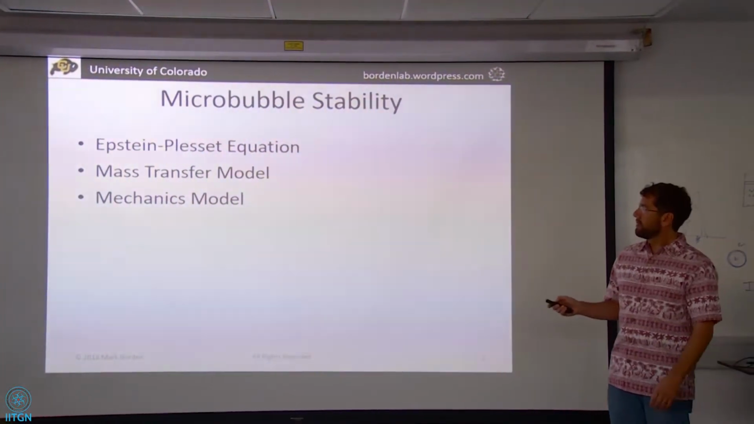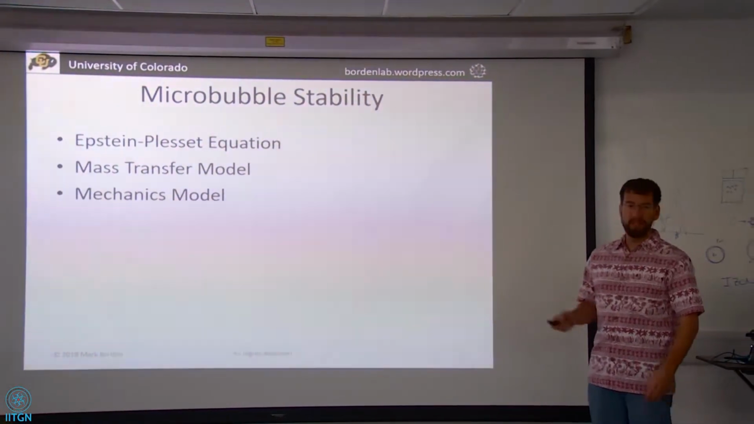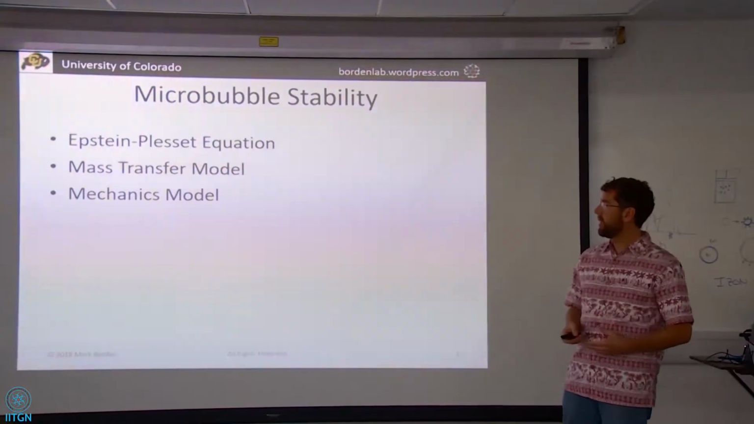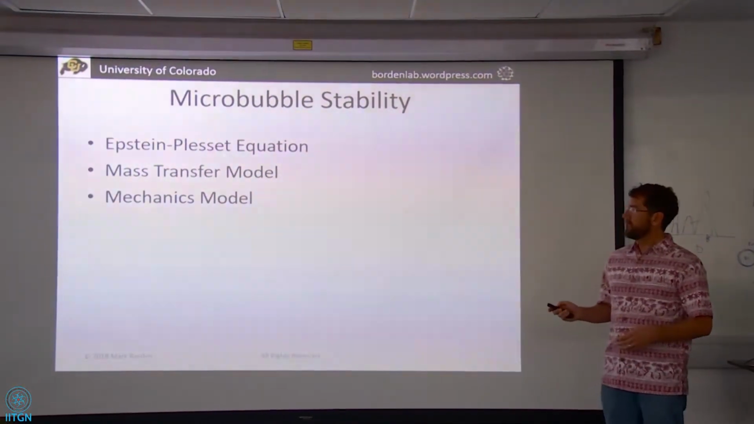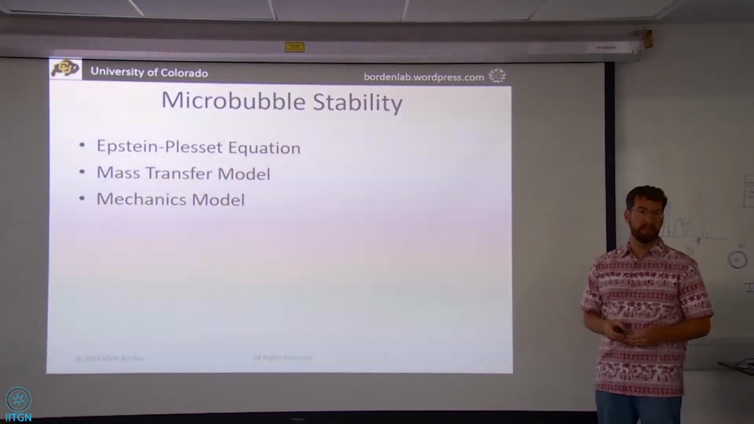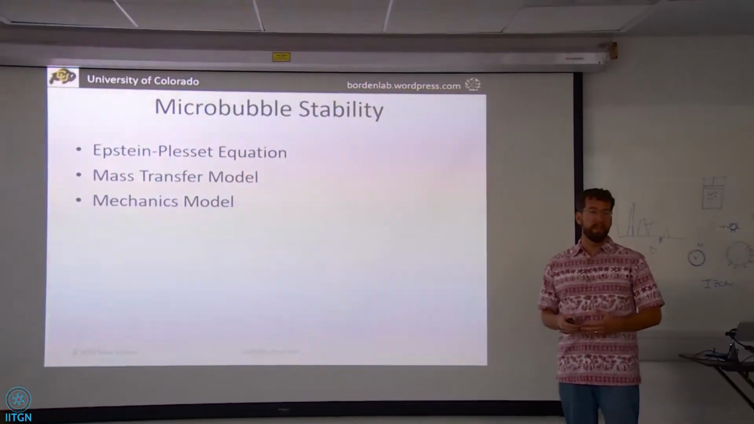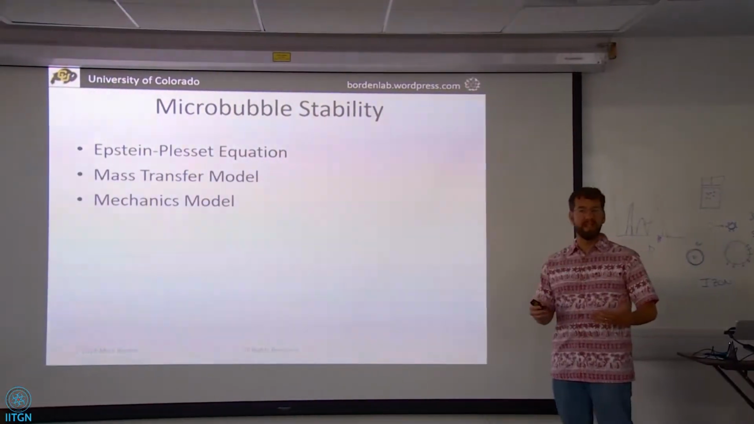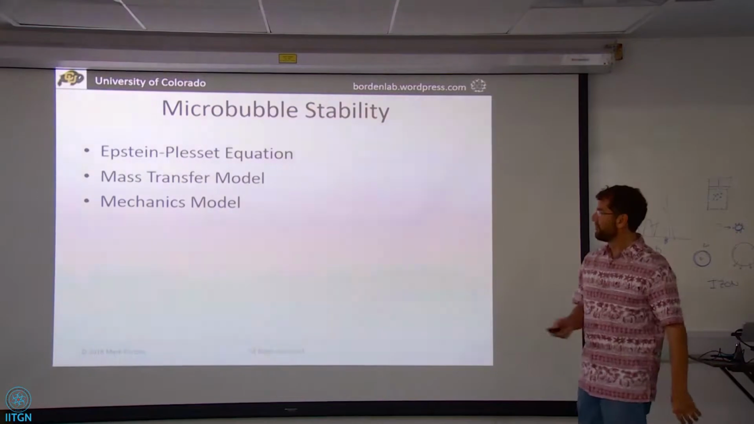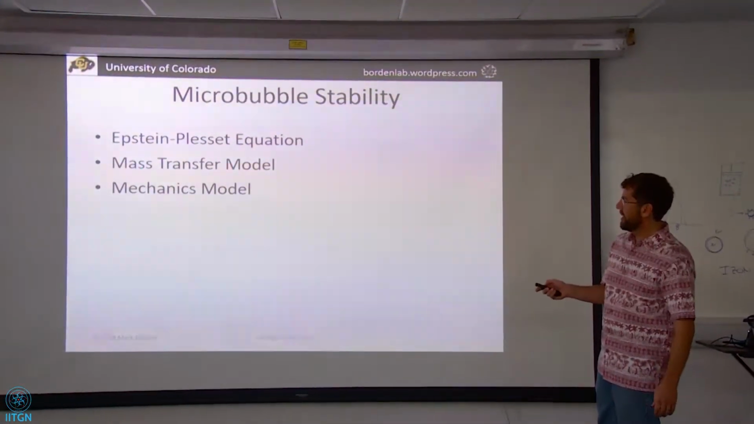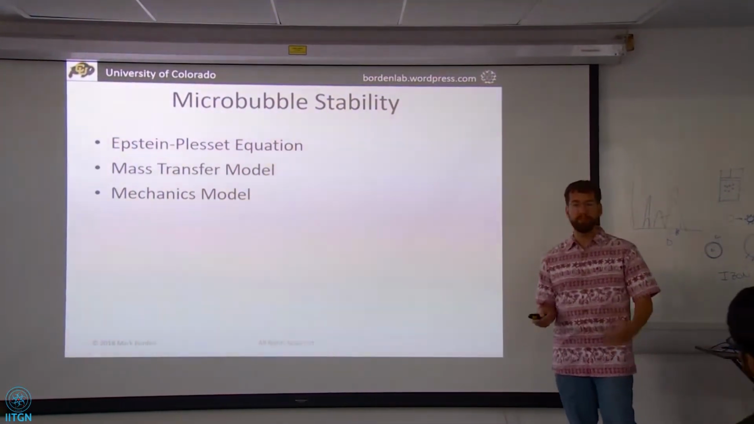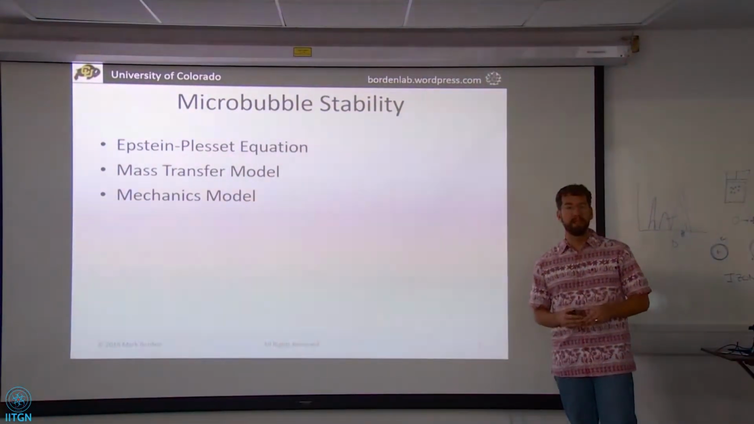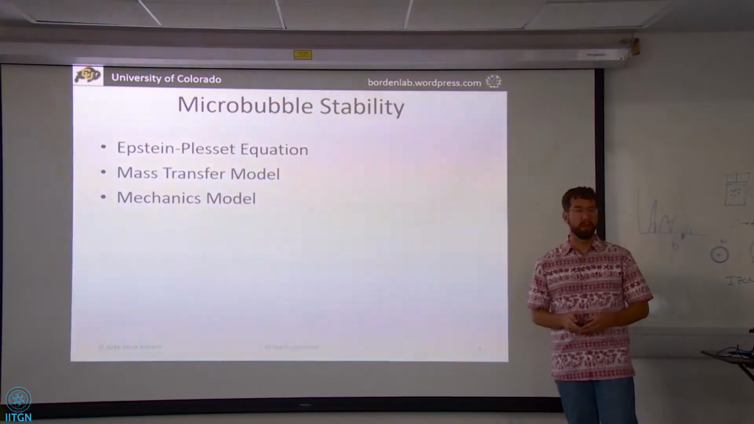So, really the basis of bubble stability and bubble dissolution was determined mathematically in 1950 by Epstein and Plesset at Caltech. And they published a seminal paper, and then everybody sort of tags on extra terms on top of that. So there's different types of terms, mass transfer terms for the lipid shell, and also mechanics of the lipid shell that can be added to improve the model for bubble dissolution.